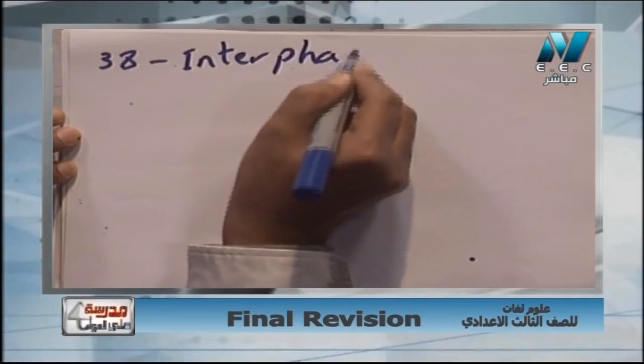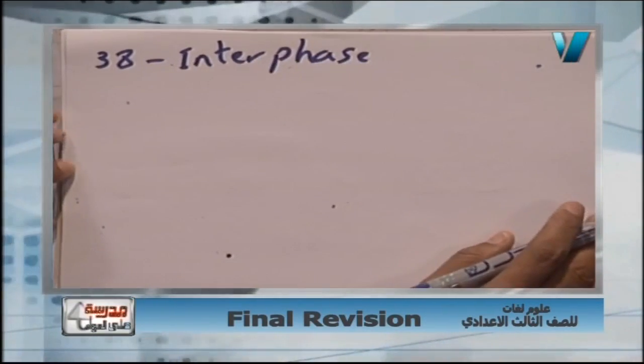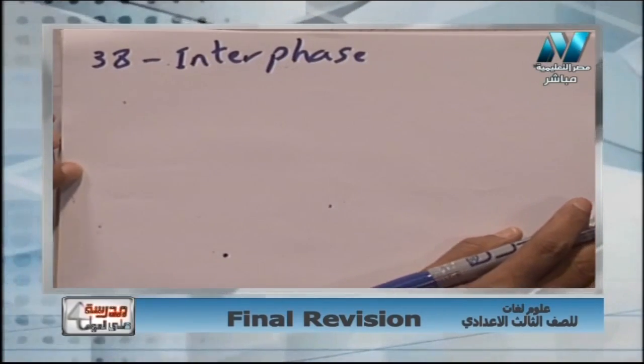Interface. It is before all the four stages or four phases: pro, meta, ana, telo phase. Okay, number 39.